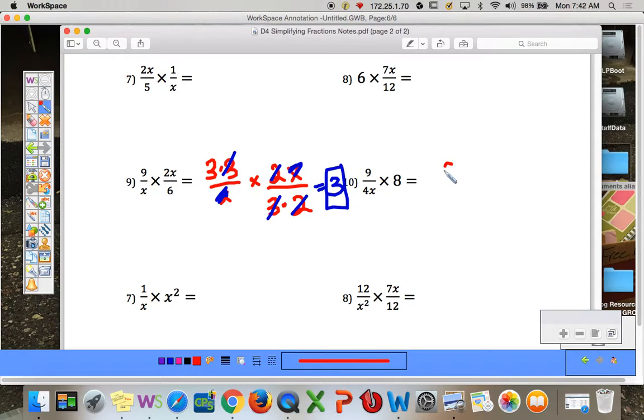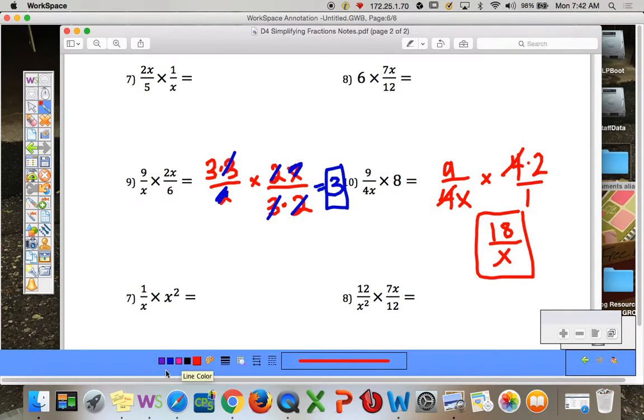The next one we have 9 over 4x times 8, which can be written as 4 times 2. And I can cancel the 4's. We multiply straight across, and we get 18 over x. Let's try the next one. We have 1 over x times x squared, which can be written as x times x. And now I can cancel 1x from the top and 1 from the bottom. And our final answer is x.